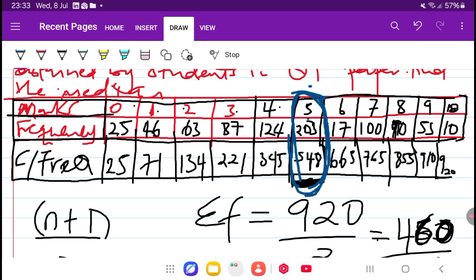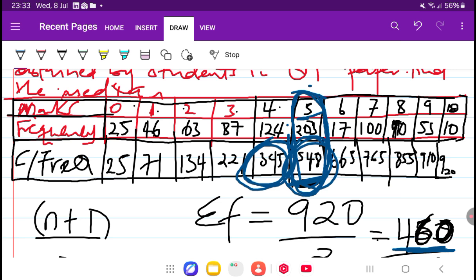So the implication is that this value you're seeing here says our median is going to be 5. The reason is that this 548 is the one that is close to this. Because when we divided, we've gotten 460. So the value is in between this and this, within that range. That's where that value is. But because we want to be specific, we pick a value that is going to be greater.